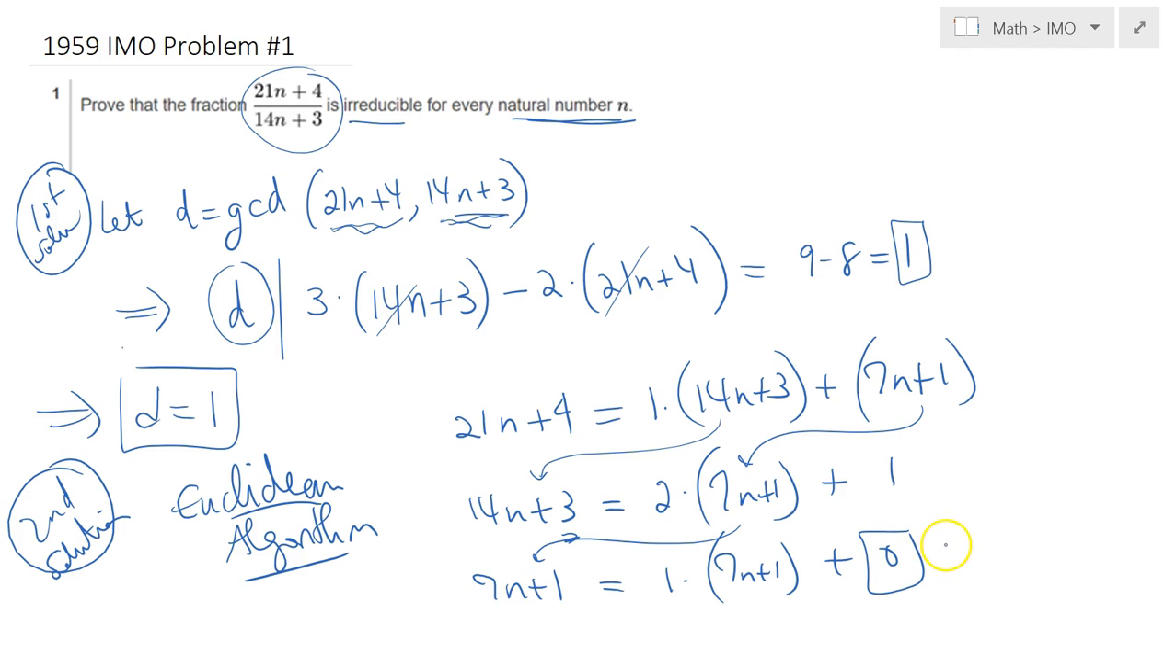So we would like to go to the previous step, and that number here actually turns out to be the greatest common divisor between the two original numbers at the beginning, which we decided to call D. Again, the greatest common divisor is 1, meaning that both of these expressions in the numerator and denominator are relatively prime, and as such it's impossible to further simplify or reduce this fraction for any natural number n. And that solves our problem.